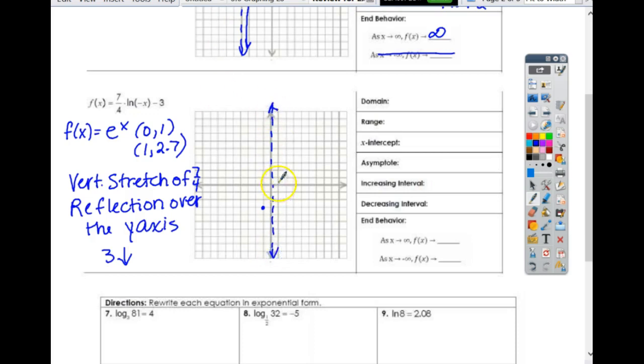And my last point is 1 and 2.7. So if I reflect it over the y, and then I have a vertical stretch of 7/4. So that's times my y. So I would take the 2.7 times 7/4, which gives me a little bit over 4. So I'm going to move it.